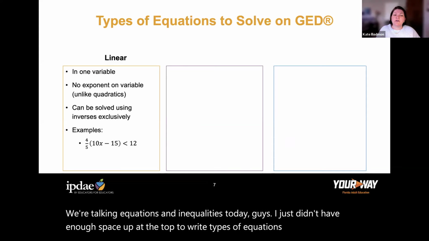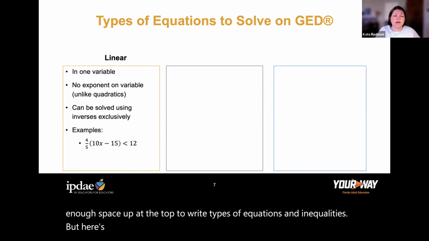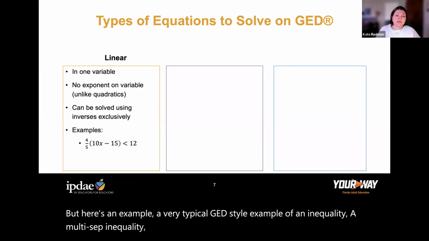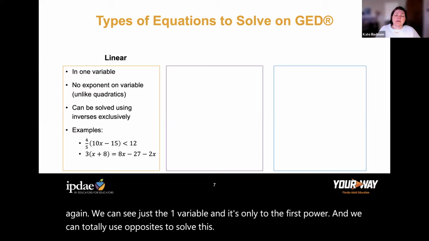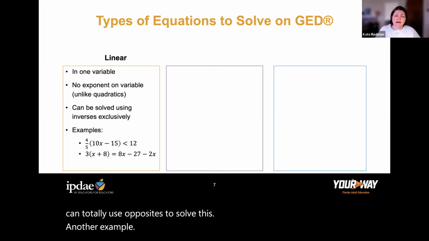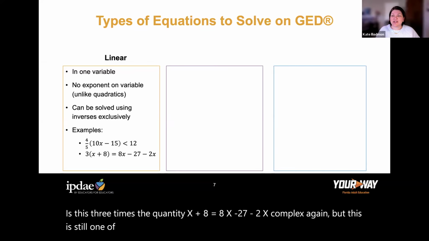But here's a very typical GED style example of an inequality, a multi-step inequality your students might need to solve. And this is linear. Again, we can see just the one variable and it's only to the first power. And we can totally use opposites to solve this. Another example is 3 times the quantity x plus 8 equals 8x minus 27 minus 2x. Complex again, but this is still one of the simpler styles of equations, linear equations.